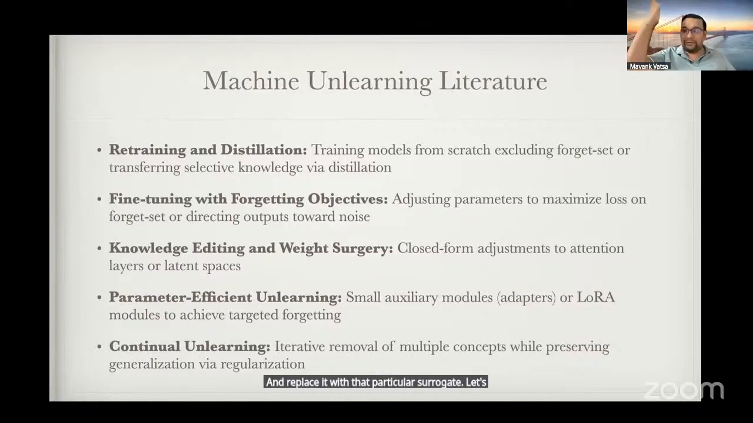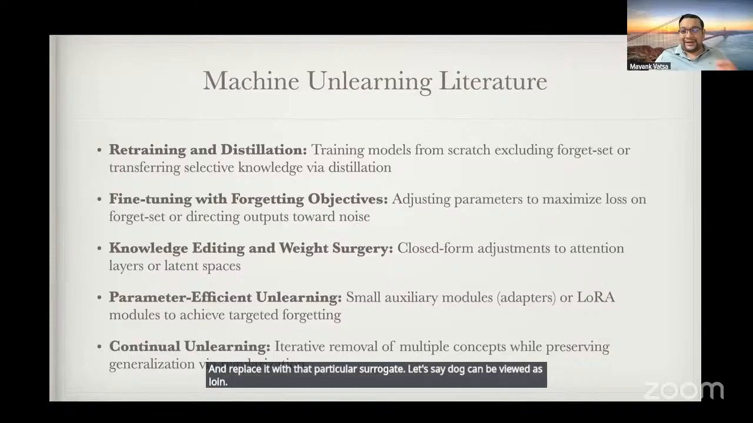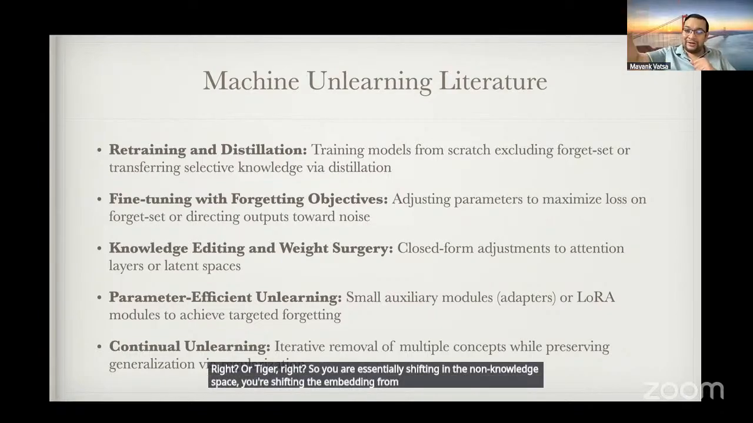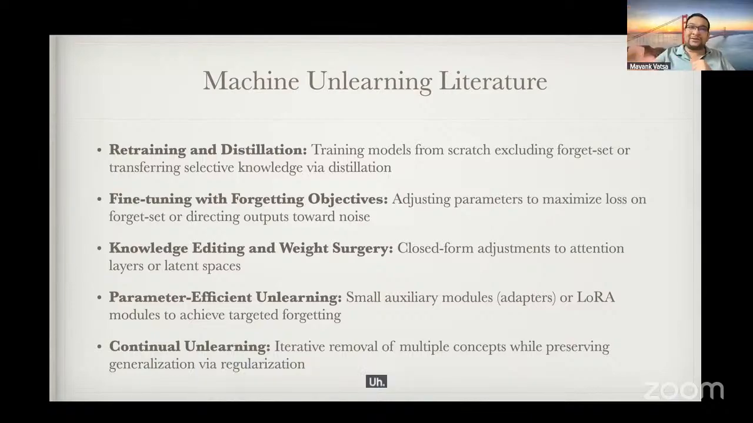Let's say dog can be viewed as lion, right, or tiger, right? So you are essentially shifting in the knowledge space, you're shifting the embedding, removing the dog embeddings and shifting that. If someone says image of a dog, you would start generating image of a tiger, because the model has actually shifted to that particular surrogate.